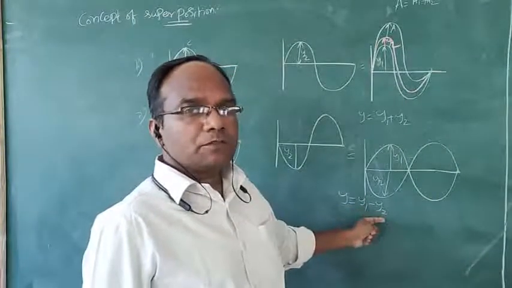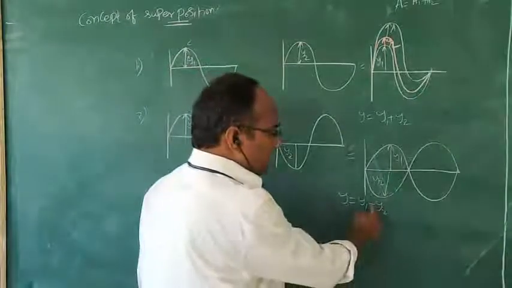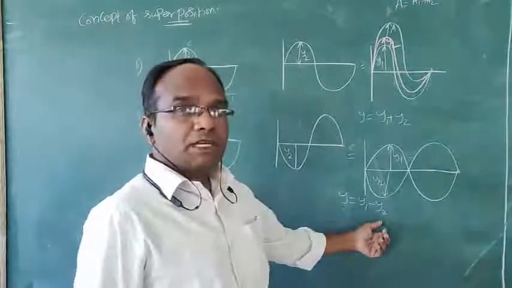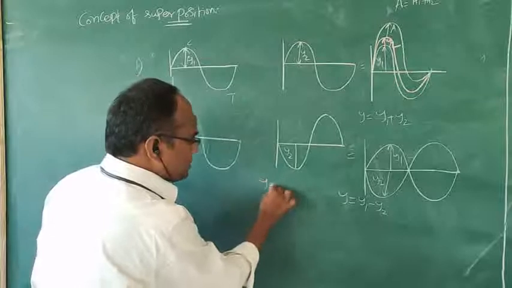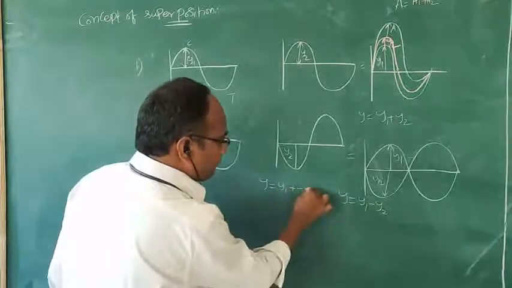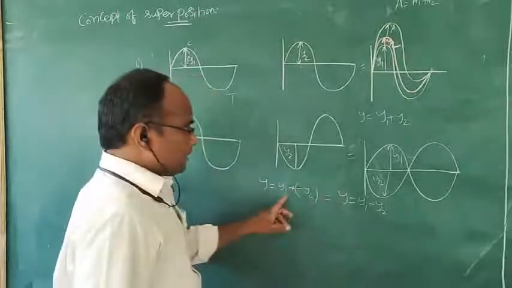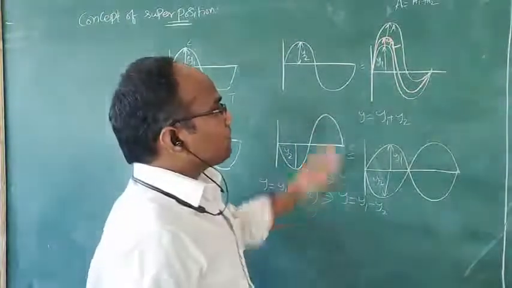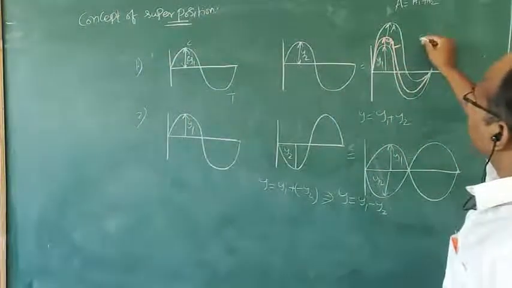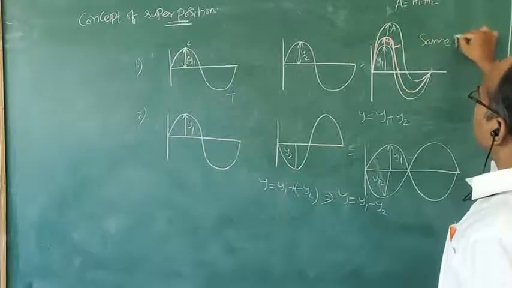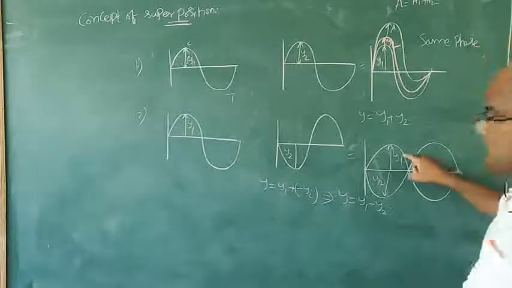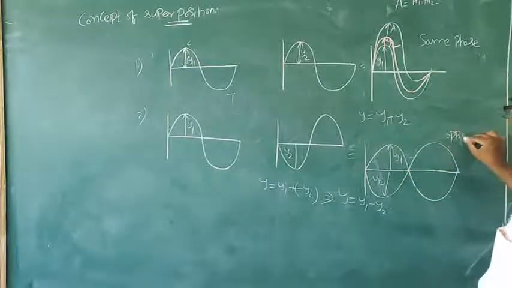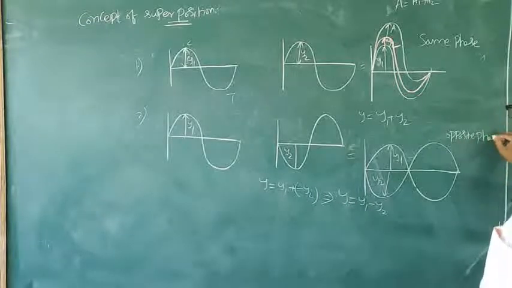So therefore, what is the meaning of this one? Plus of minus y2. Therefore, the meaning is minus y2. So y is equal to y1 plus of minus y2, is equal to what? Plus into minus is minus. That's why y1 minus y2. Okay. So what is the meaning of this one? They are in same phase. But here what happens? They are in opposite phase.